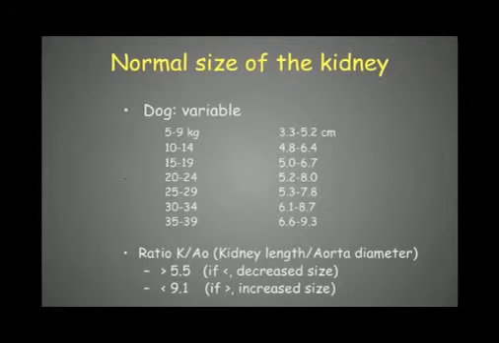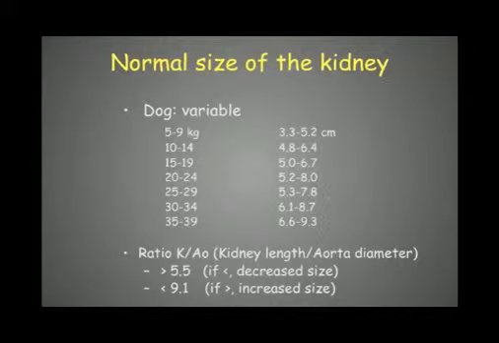In a dog, it's much more difficult to determine if the size of the kidney we measure is normal or not, because we can see that there are quite large ranges of sizes. For example, a 20 kilo dog can have a kidney between 5 and 8 centimeters, which makes quite a large difference. So it's very difficult to assess the size of the kidney of dogs, unless it's very small or very large, otherwise it's probably normal.